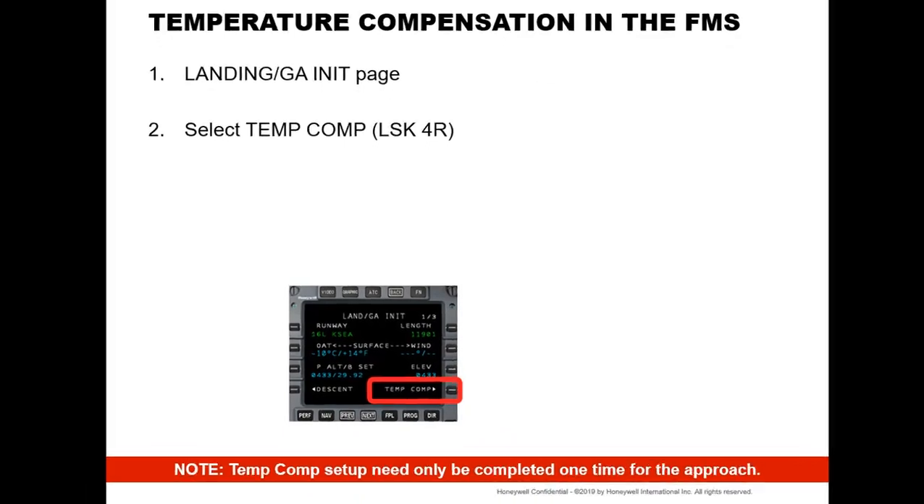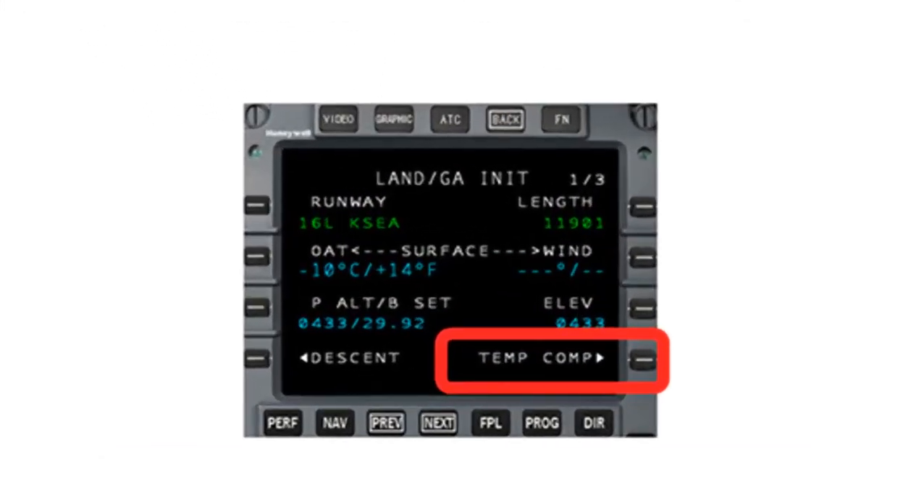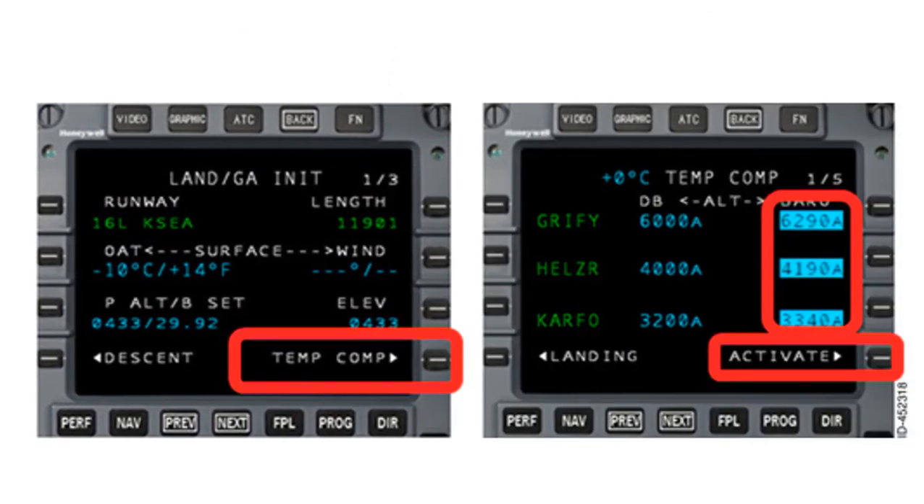Fortunately, from the Land Go-Around Init page, there is a shortcut to Temp Comp where you can complete the setup. From the Temp Comp page, you can preview all the compensated altitudes, which are displayed in inverse video on the far right of the page. Upon review of all compensated altitudes, the pilot selects Activate as shown. Please note that Temp Comp must only be activated one time to be in effect.